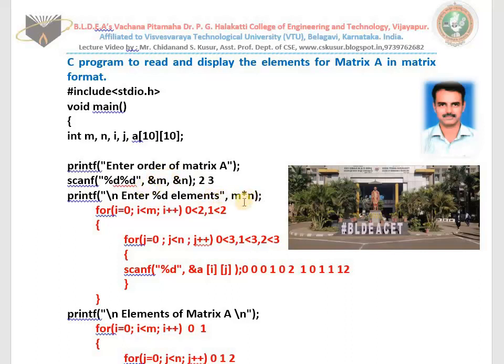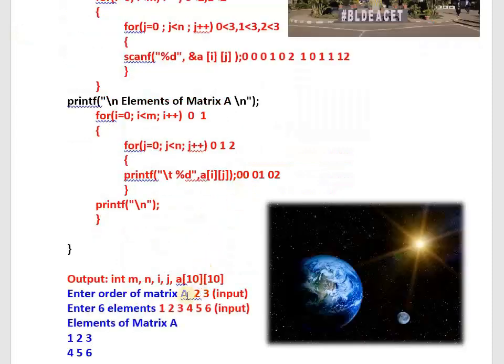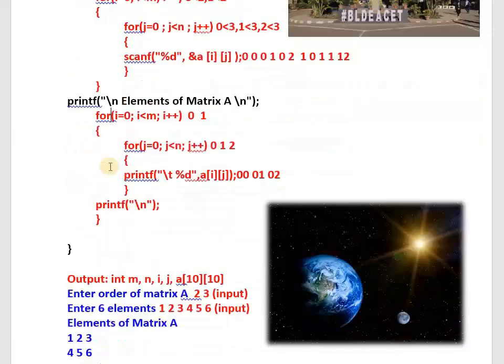Enter 6 elements, it displays. I entered 2 by 3, so 2 and 3 are stored in m and n. Enter 6 elements: 1 2 3 4 5 6. Enter these values with spaces, or you can press the enter key also, and because of this code we have taken the input. Then the message will be displayed back, elements of matrix A, or you can simply write matrix A. The choice is yours. Now we are printing the values of matrix A. First 00, 01, 02 will be displayed, then the cursor comes down, 10, 11, 12. We displayed the values back on the terminal in the form of a matrix.